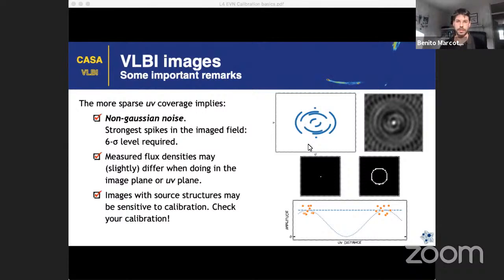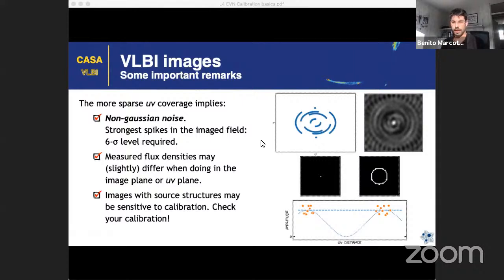And that means that the noise that you will expect in the images deviates from the typical Gaussian behavior. So you don't have Gaussian noise, and that means that across your field, you will likely have stronger spikes than you expect from a Gaussian distribution. And that means that if you don't know the a priori position of your target, you typically need to set a high sigma level to claim a detection, because across your field, you may have spikes that look like a 5, almost 6 sigma level, and they are not real.